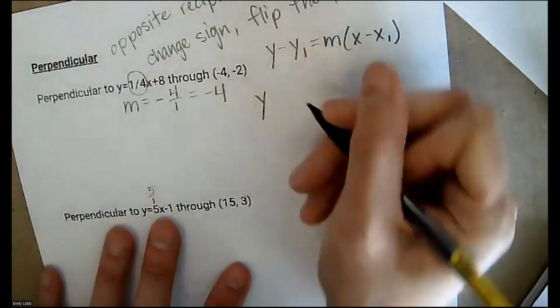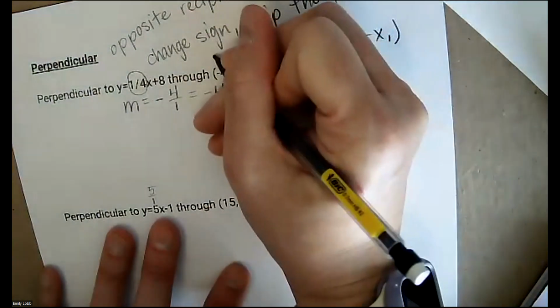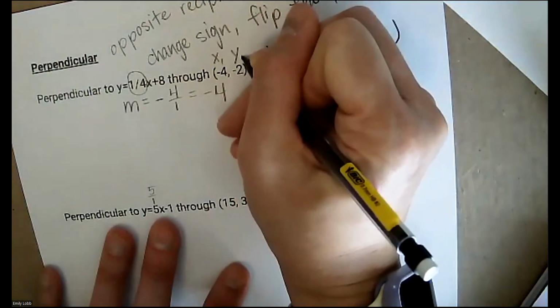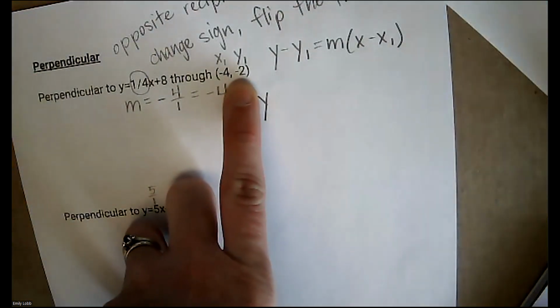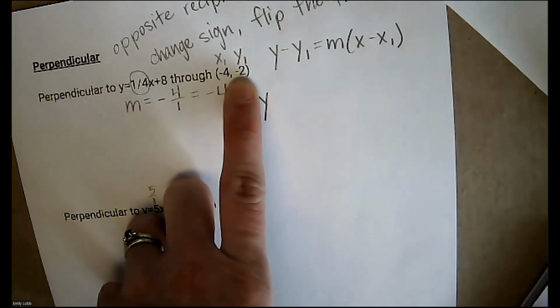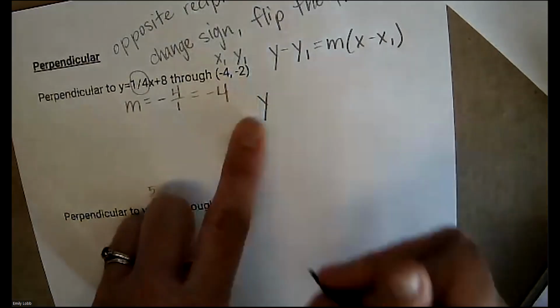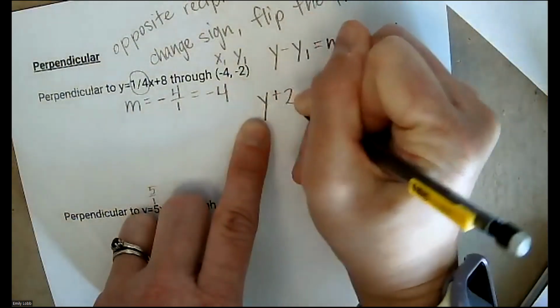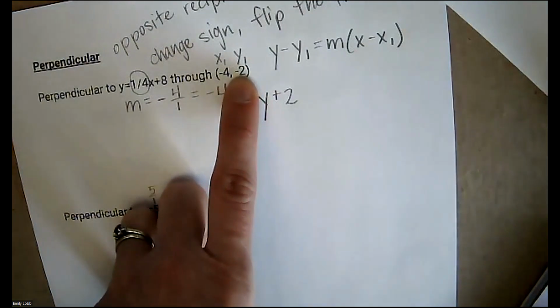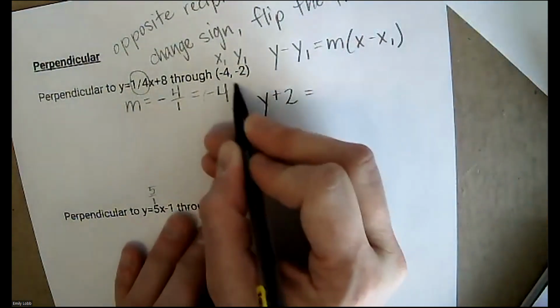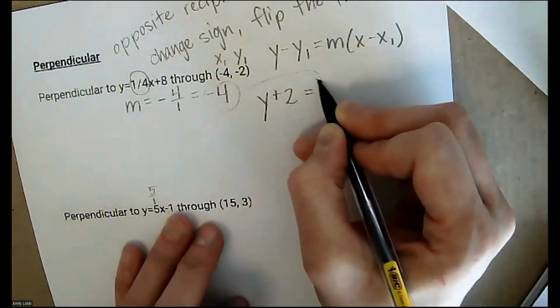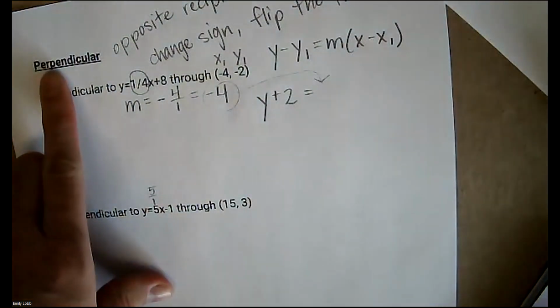So y minus y1. Remember, this is x1, this is y1. What's y1? -2. So I'm going to say minus a -2. If I minus a negative, I'm really going to say +2. We're going to take the opposite of whatever that is, equal to my slope. So remember, I want my new slope here. I want these to be perpendicular.